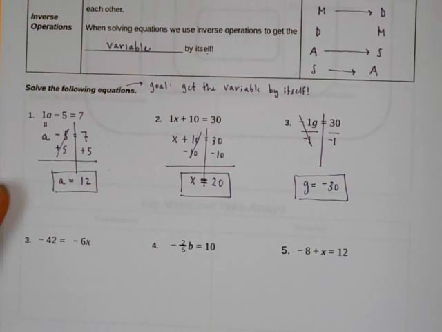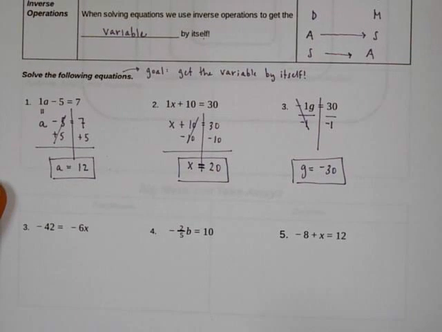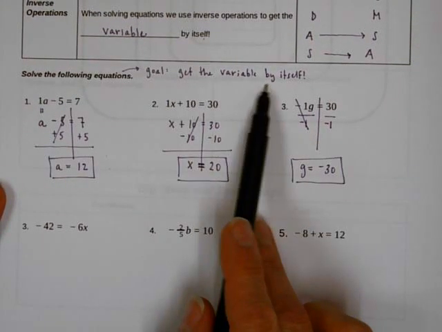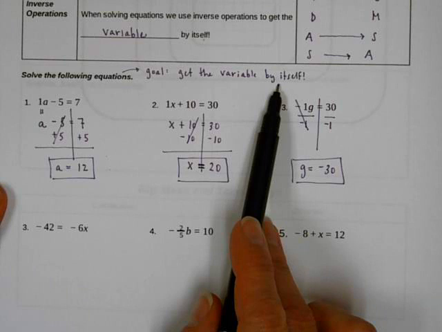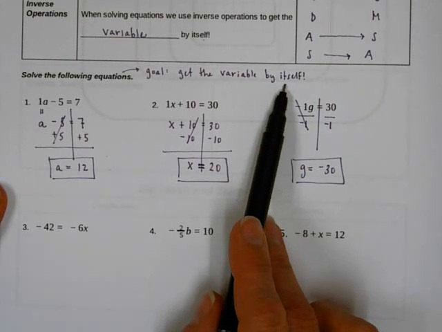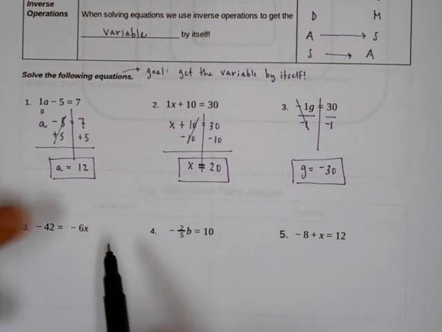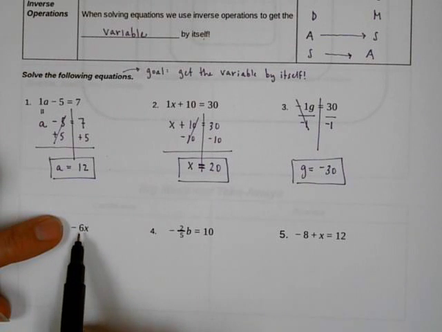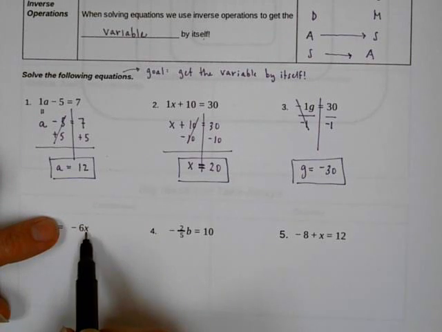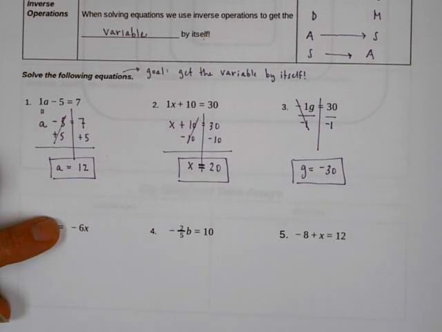All right. Now, on number 3, I have to be a little careful. If I know my goal is to get the variable by itself, the first thing I have to do is find the variable. Now, in this case, it just so happens that my variable is on the right side of the equation. So, that doesn't change anything, but now I know to get x by itself, right now, x is being multiplied by a -6.